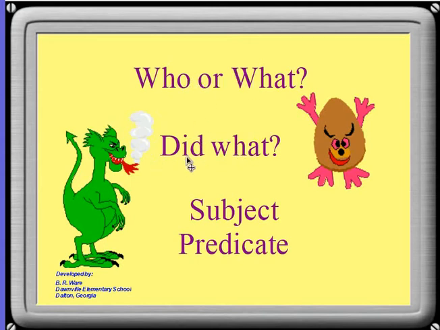The same thing if it's missing its predicate, because the predicate is what somebody did. If you just tell somebody the big fluffy dog, people are going to be confused because you didn't tell them what the big fluffy dog did. Or if you just said my mom, people are going to be confused because you need to tell what they did. So that's the part about making sense of a sentence.